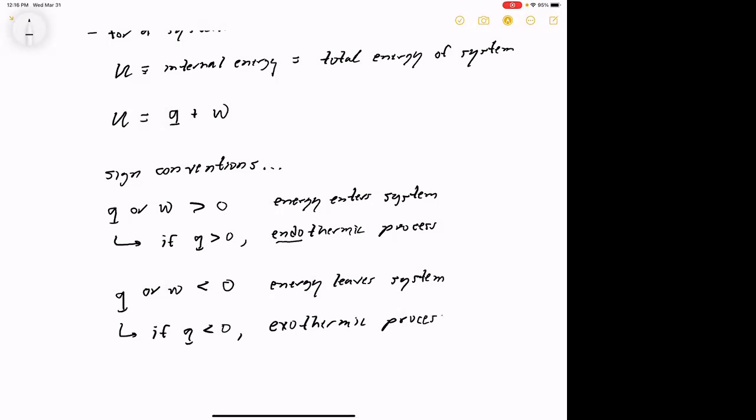So I use those terms endothermic and exothermic quite often, so we have to keep track of that. Endothermic means heat is moving into the system. Exothermic means that heat is leaving the system. All right, so these sign conventions become kind of important here. So a positive Q or a positive W means energy in. A negative Q or a negative W means energy out. Again, referencing the system, okay?